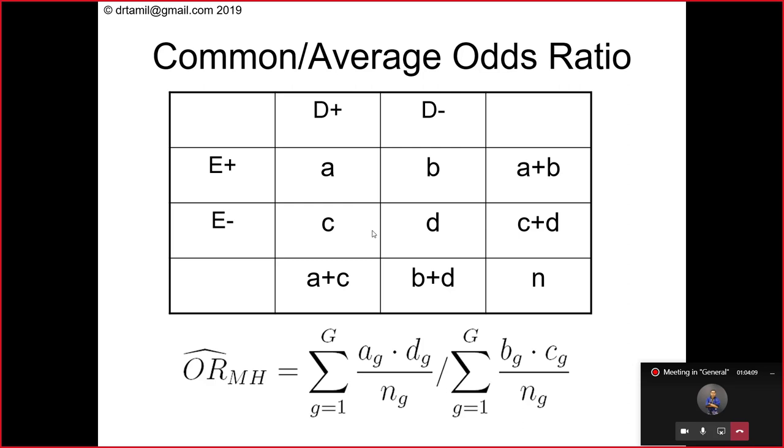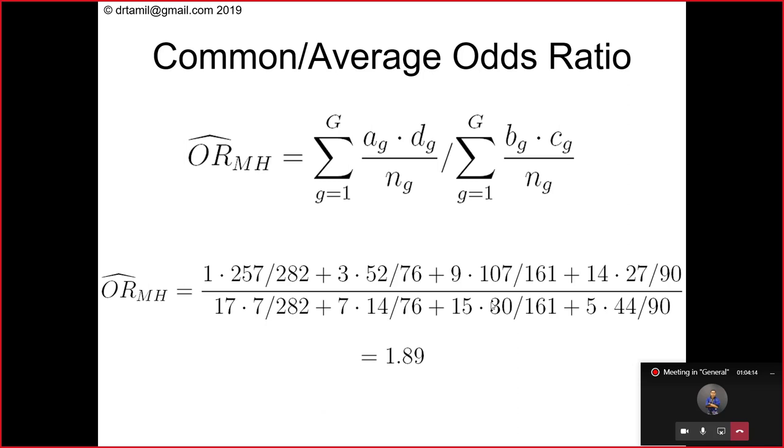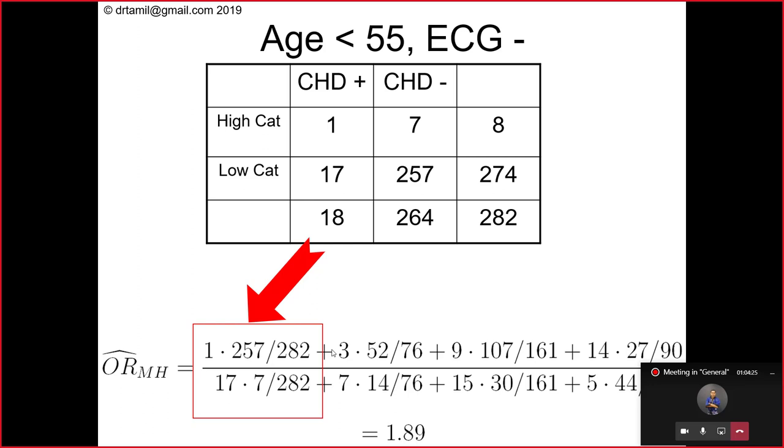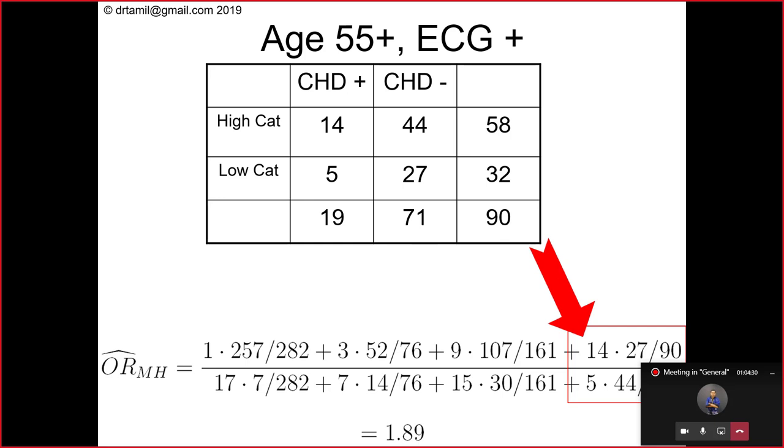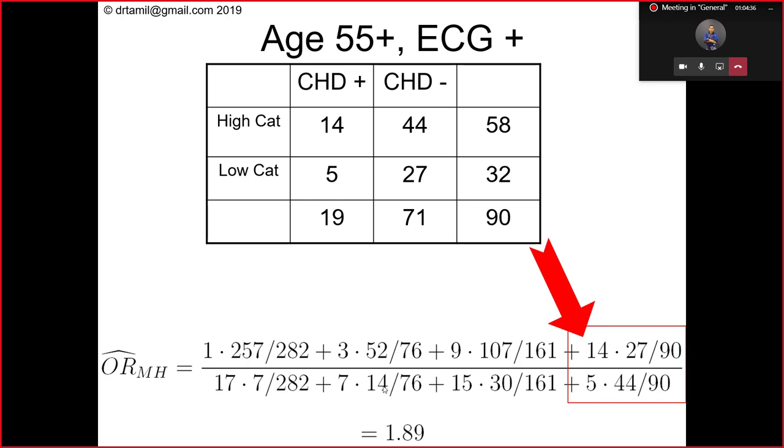So again, being very kind, I show you how. You remember the table here? You have the first table, the second table, the third table, and the fourth table. So we are going to combine all the four tables, and then you get the new odds ratio. The new odds ratio is 1.89. So the adjusted odds ratio is 1.89.